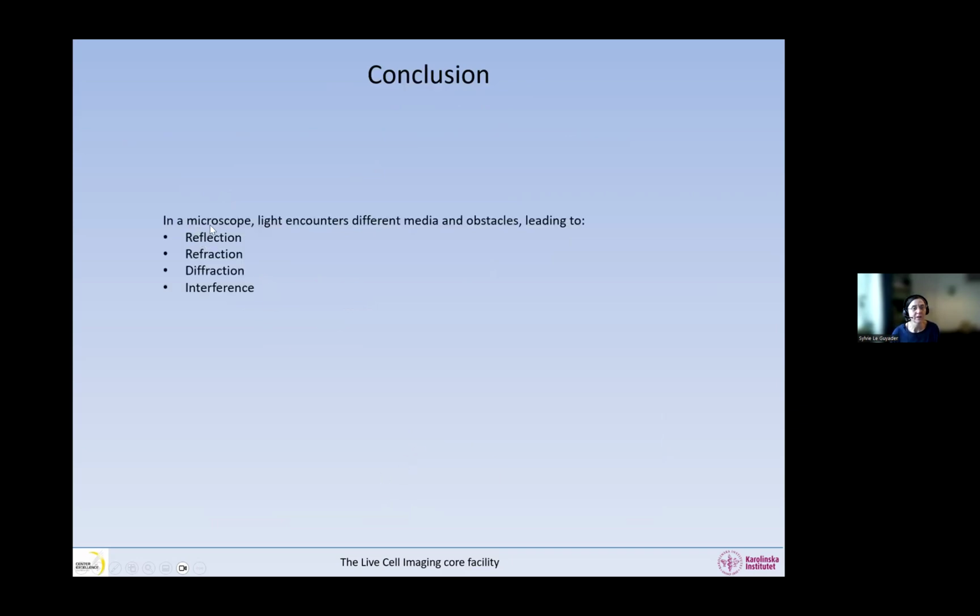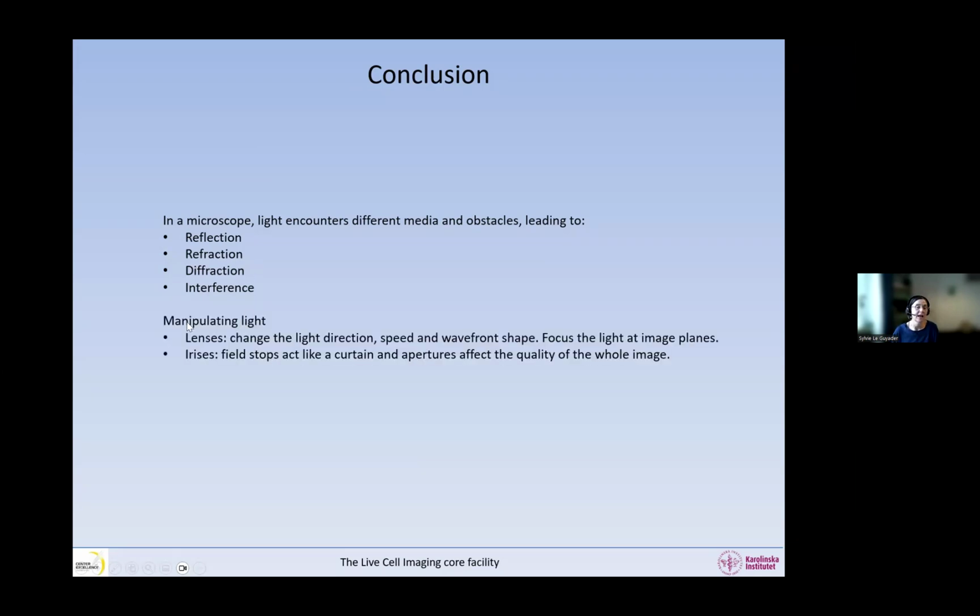So in conclusion, in a microscope, light encounters different media and obstacles, and that leads to reflection, refraction, diffraction, and interference. And we can manipulate light by using lenses. So we can change the light direction, the speed, and the wavefront. We can focus the light at image planes. And we can also use irises, which are these small diaphragms. They can be called field stops or apertures, depending on where they are. If they are a field stop, when we close them, they work like a curtain. And if they are apertures, then they affect the quality of the whole image.